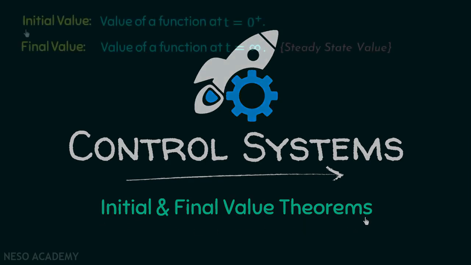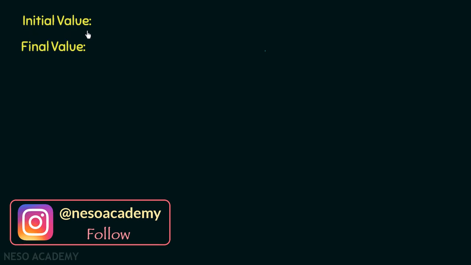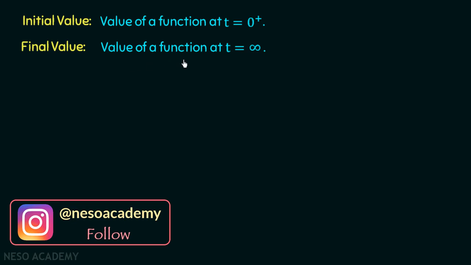So let's get started. Before moving on to initial and final value theorems, we will discuss what an initial value and the final value of a function are. The initial value is the value of a function at t equal to 0 plus, and the final value is the value of a function at t equal to infinity. The final value of a function is also called the steady state value.